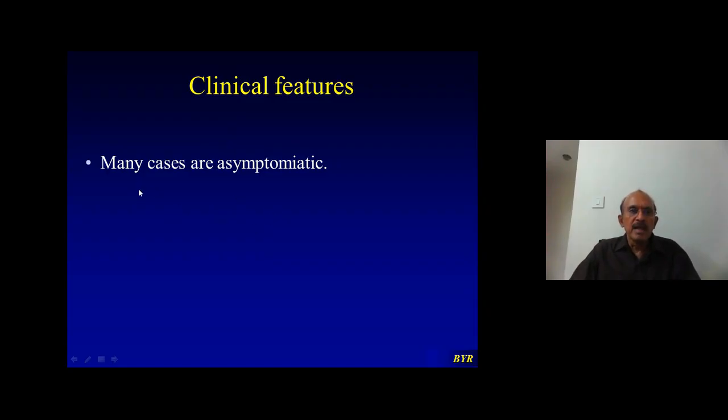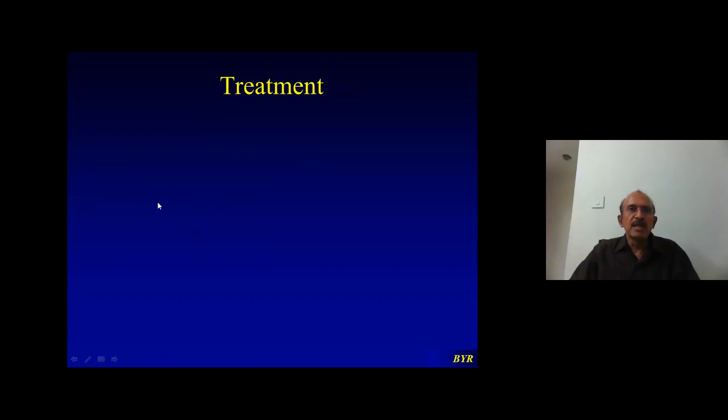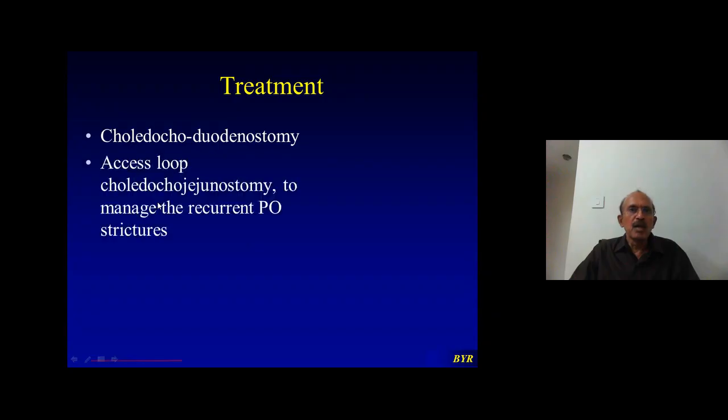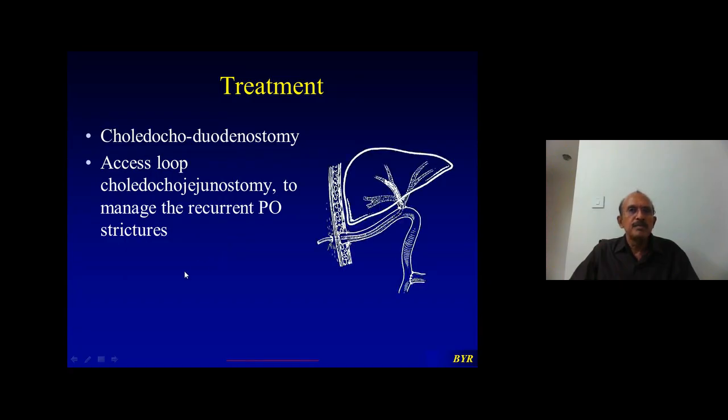Okay, with Clonorchis sinensis, many cases are asymptomatic. There will be features of cholangitis. Treatment: choledochoduodenostomy, and access loop choledochojejunostomy or hepatojejunostomy to manage the recurrent postoperative strictures. This is called the access loop hepatojejunostomy. Of course, this is not necessary for you.